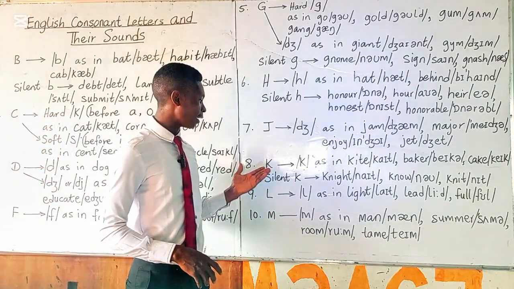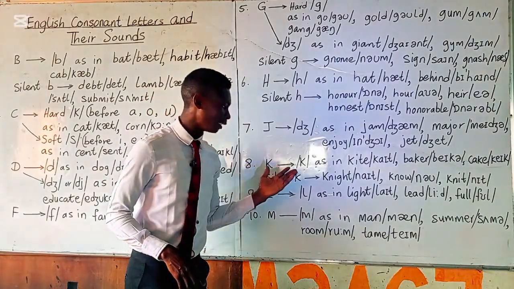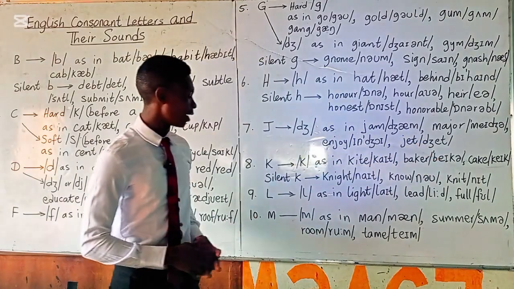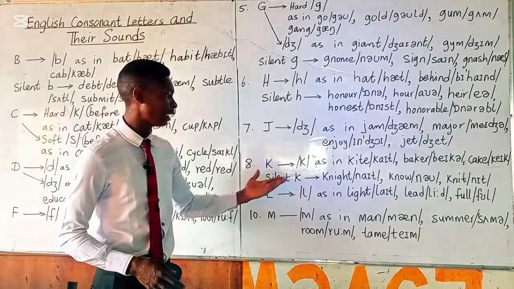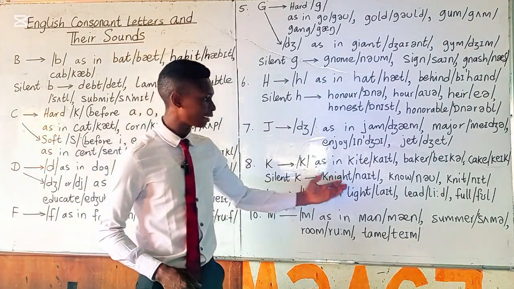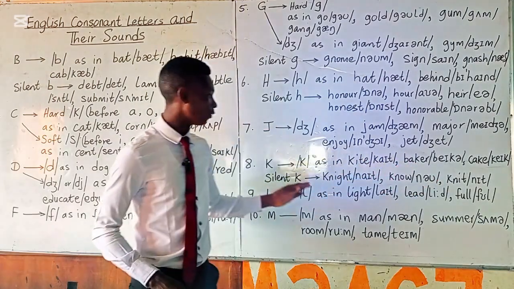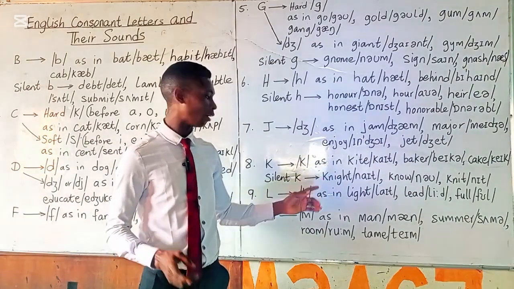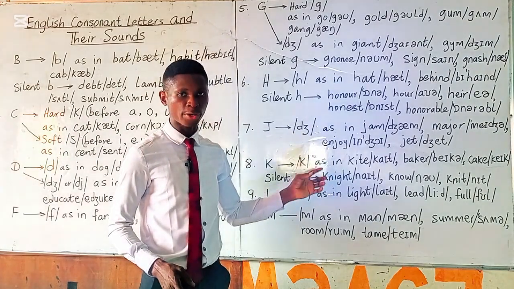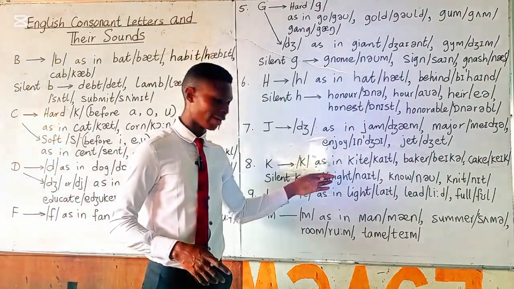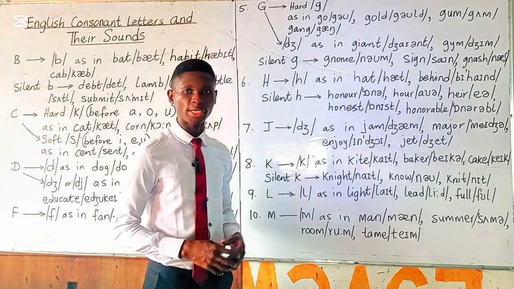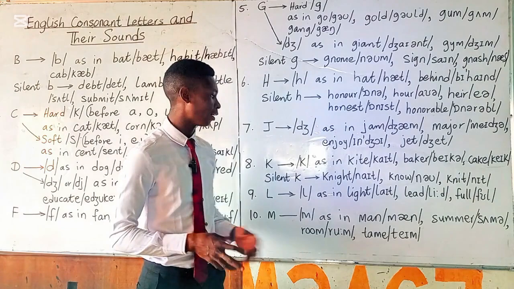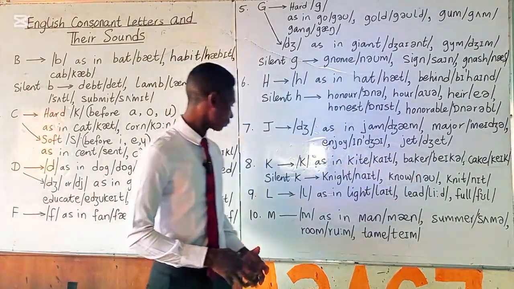We also have the letter K, which represents the K sound, as in kite, baker, cake, and many other words. However, we have the silent K in words like knight, know, and neat. So whenever you have this kind of combination, note that that's the combination of letter K and N in words. Note that the /n/ sound will dominate that location. Hence, you will not be able to realize the K sound. Hence, we have knight, know, and knee.